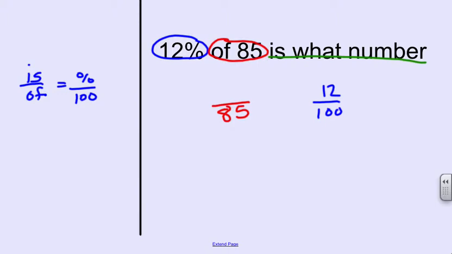What number? I'm trying to find the part here. What number? X. When I look at these, there's nothing to multiply this way. I don't know a shortcut to go from here to here, so I'm going to multiply this way. 85 times 12. 85 times 12 is 1,020. And then I just divide by this number here. And when I divide by 100, I will get 10.20. Again, feel free to use a calculator, but that is the part that I would get.